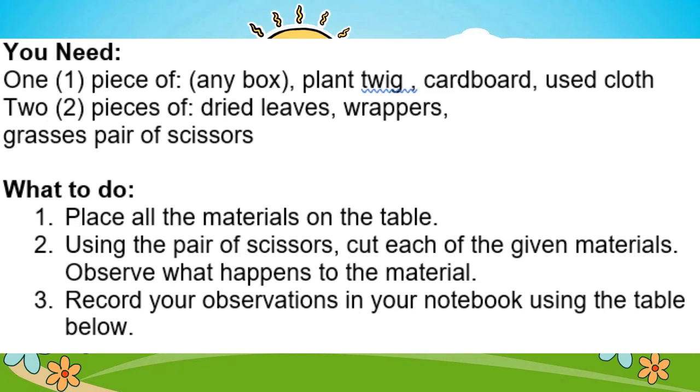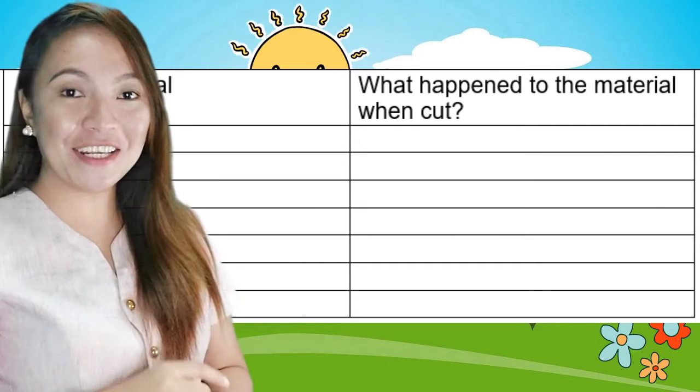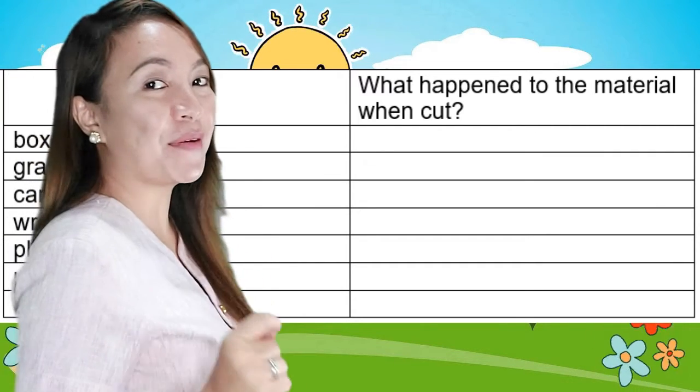Place all the materials on the table. Number 2, using the pair of scissors, cut each of the given materials. Observe what happens to the material. And number 3, record your observations in your notebook using the table below. Have fun in doing the activity, kids. I'll just be right back.